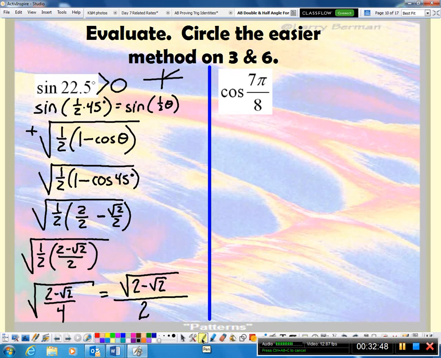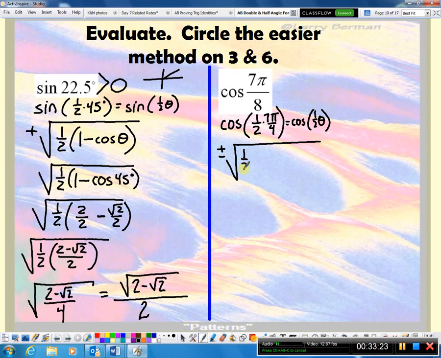Now, you need to recognize that pi over 8s are always half of pi over 4s. So this is the same thing as cosine half of 7 pi over 4. If it was a pi over 12, you would write it as half of a pi over 6. So when I do that, I'm like, okay, I've got to use the cosine of 1/2 theta formula. So plus or minus the square root of 1/2 times 1 plus cosine theta. That's the formula I'm using.